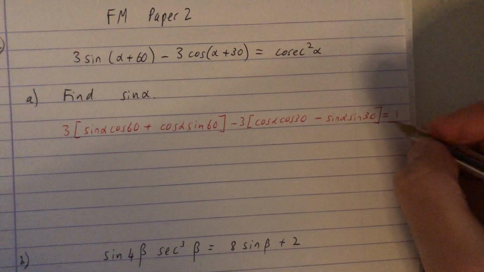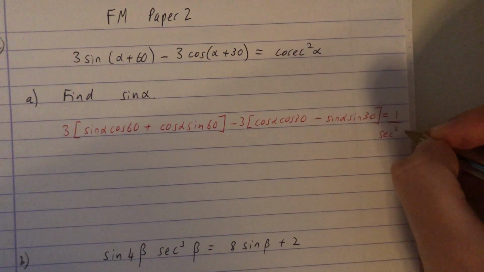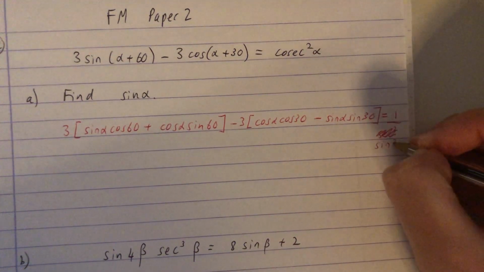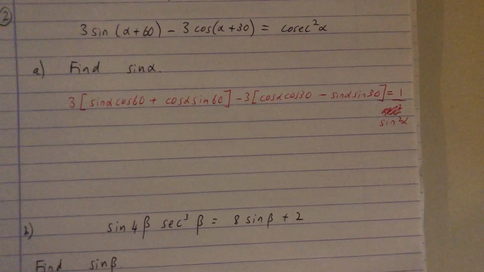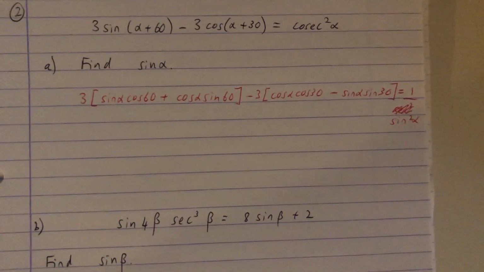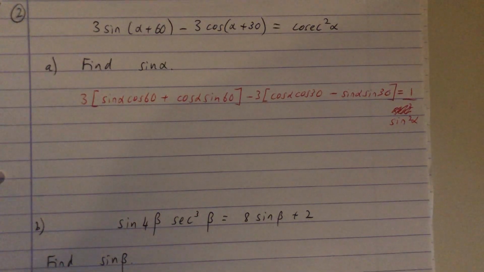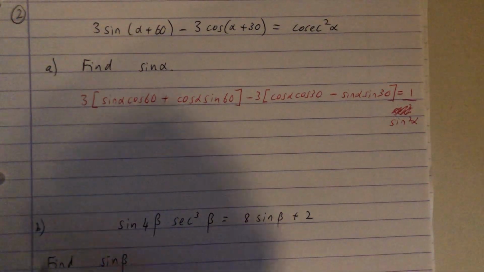And cosec squared alpha is the same as 1 over sine squared alpha. So that's what I would do first. Next thing you would do is you should know the exact values of cos 60, sine 60, cos 30 and sine 30, and then expand the brackets.